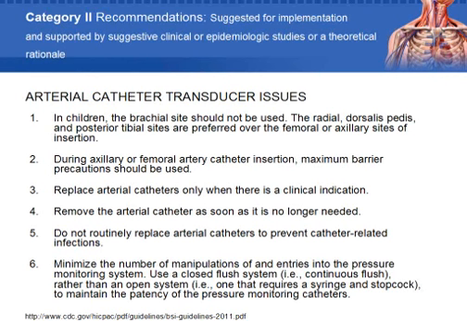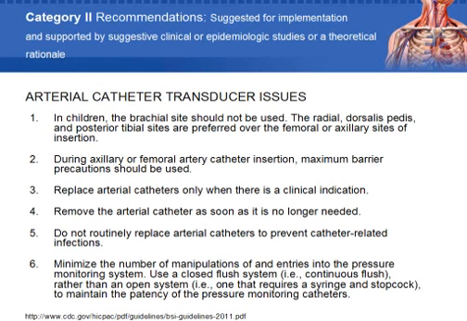In children, the brachial site should not be used. The radial, dorsalis pedis, or posterior tibial sites are preferred, again, over the femoral or axillary sites of insertion for the exact same reasons we try to avoid femoral or axillary in adults. During axillary or femoral catheter insertion, full maximum barrier precautions should be used. It's cap, gown, mask, gloves, and a full head-to-toe body drape. Then replace arterial catheters only when there's a clinical indication. Remove the arterial catheter as soon as it's no longer needed, and do not routinely replace arterial catheters to prevent catheter-related infections.